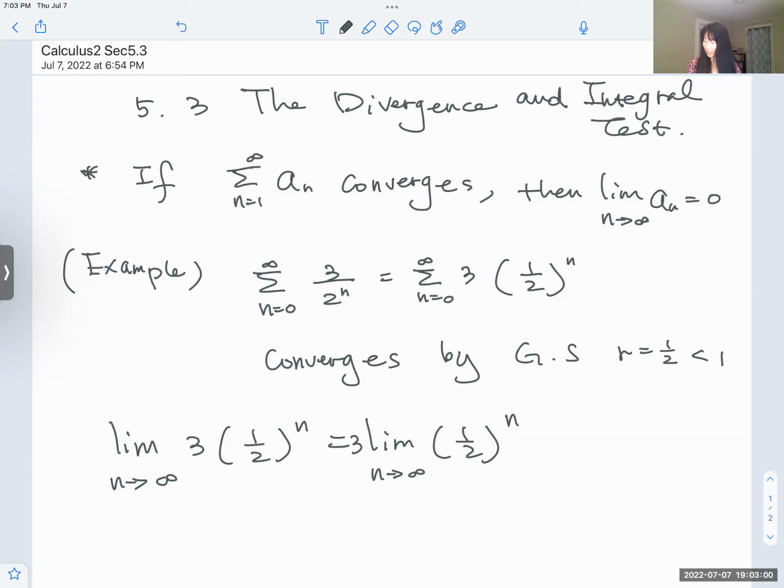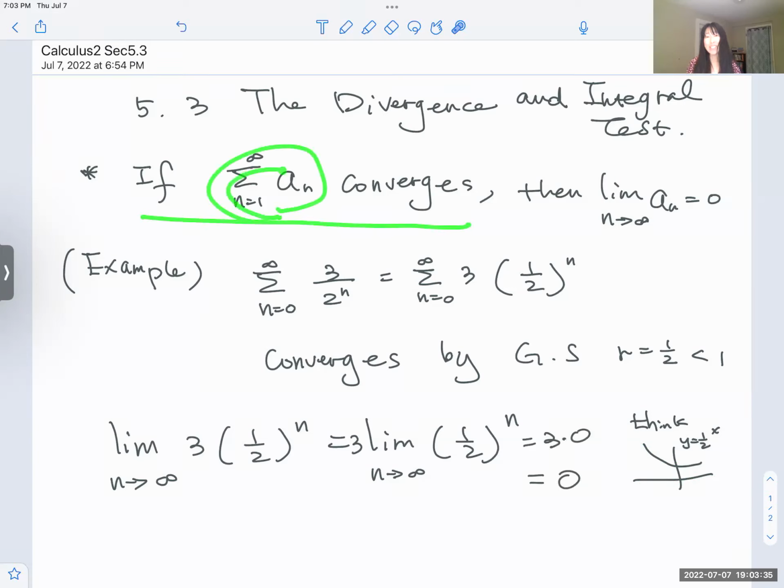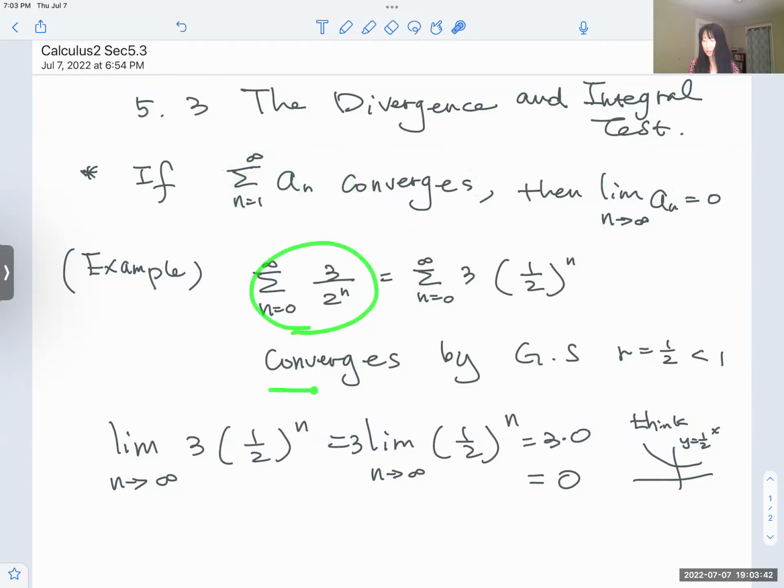Think of y equal to 1 over n to the x power. When x approaches positive infinity, what does the graph approach? It's 0. So 0 times 3 is 0, right? So we showed that if the infinite series converges, then the limit equals 0, okay? This converges by geometric series. We did that last time because r equal to 1/2 is less than 1, then the limit is equal to 0, okay?